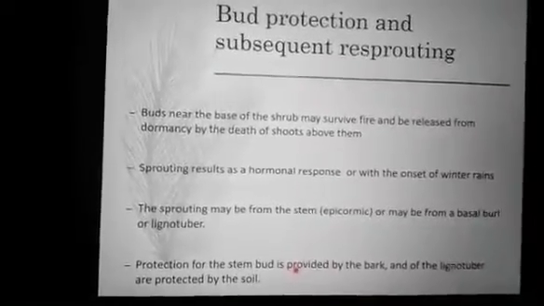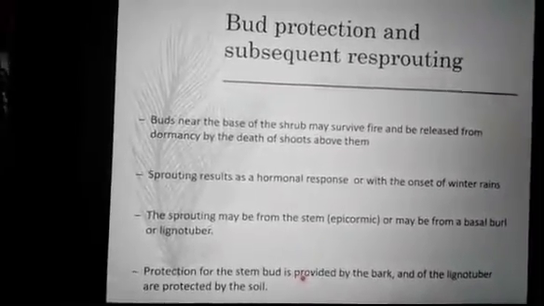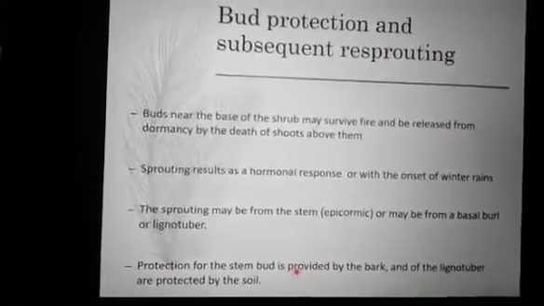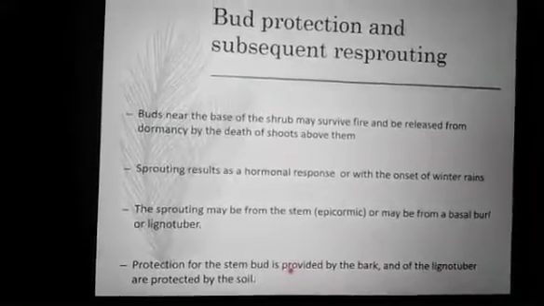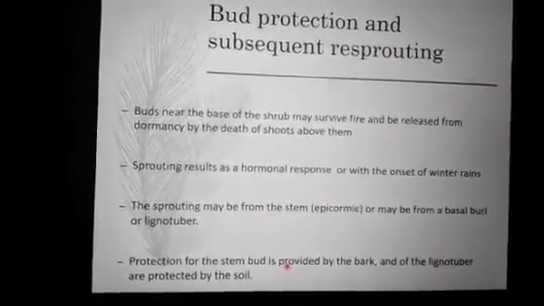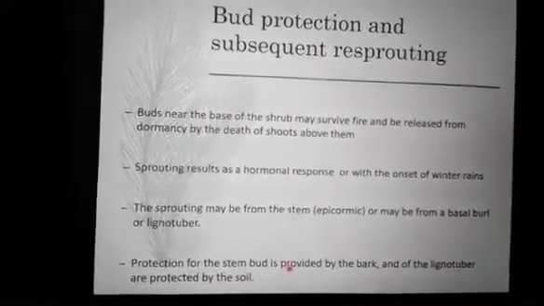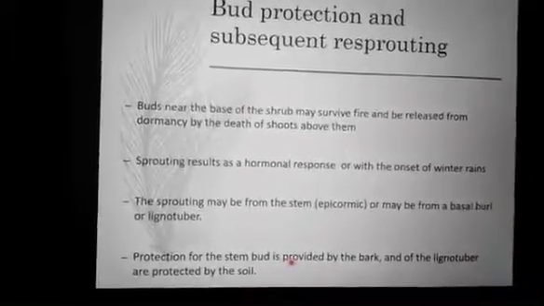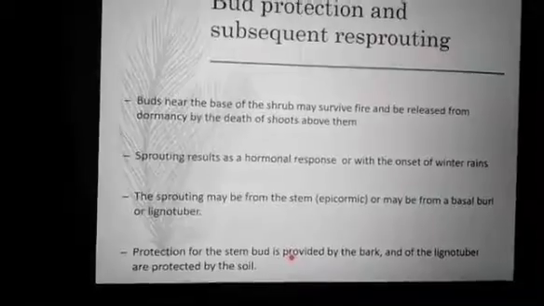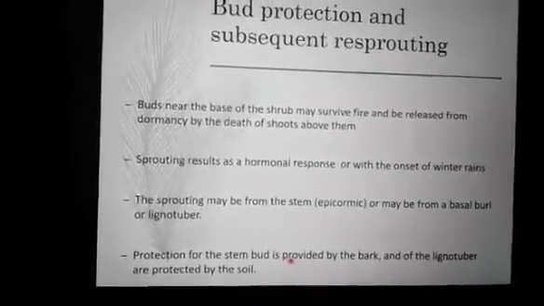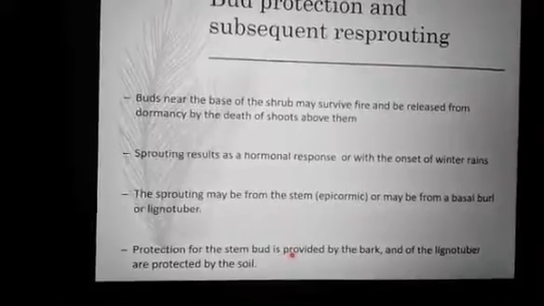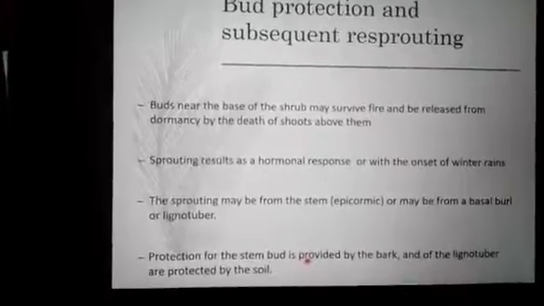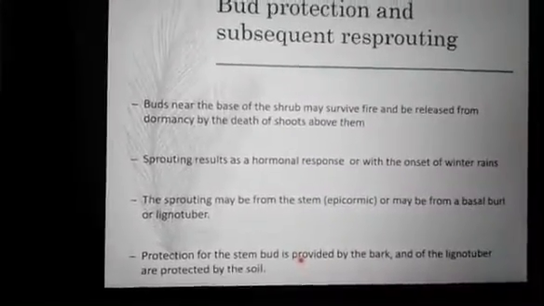I hope we are familiar with what lignotubers are. Those are the tubers which are found on the plants, inside, on the roots. You find that the roots are swollen. Or a simple organism, an onion is a lignotuber because it has a tuber at the bottom. The protection of the stem bud is provided for by the bark, and the lignotubers are protected by the soil. Those bulbs are protected by the soil.